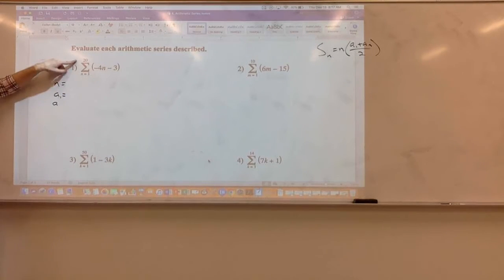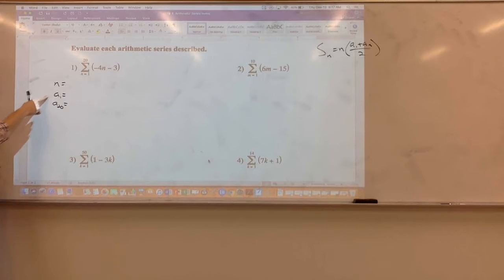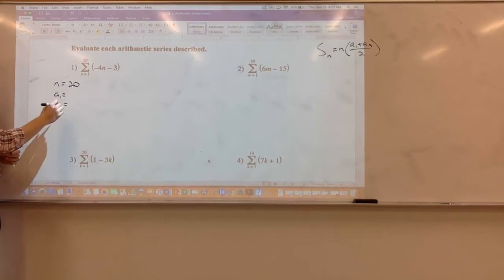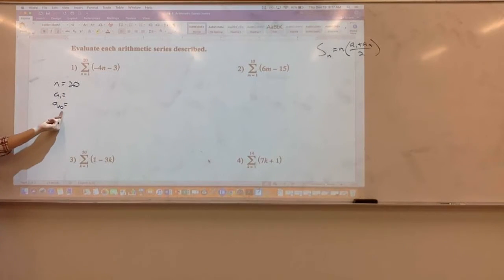In this case, my n is 20. So I want the number of terms, the first term, and the 20th term. Well, the number of terms is 20. How would I get my first term and my 20th term? We're just going to plug 1 into this rule, and then I'll plug 20 into this rule. That'll give me my first term and my 20th term.